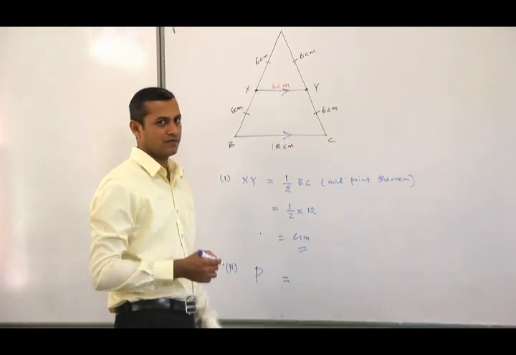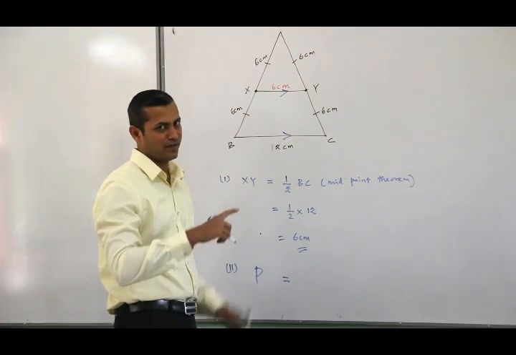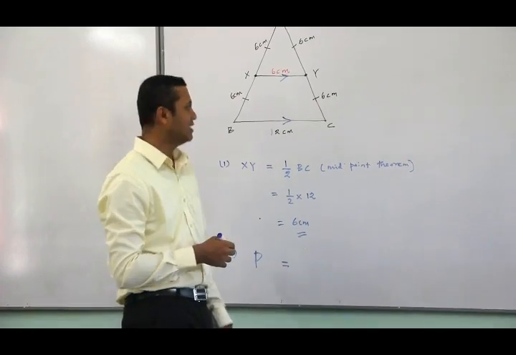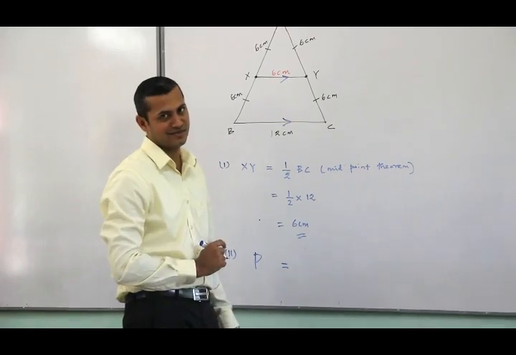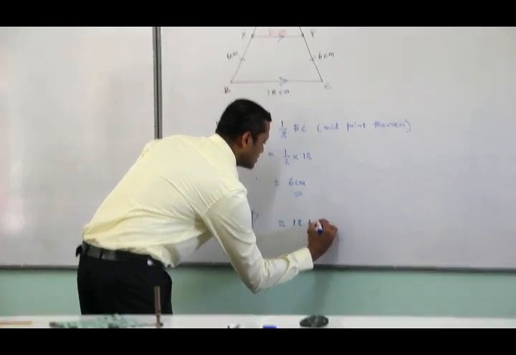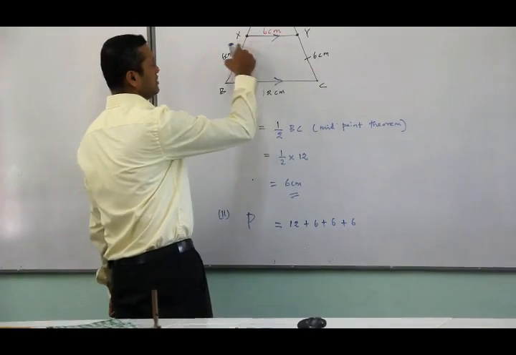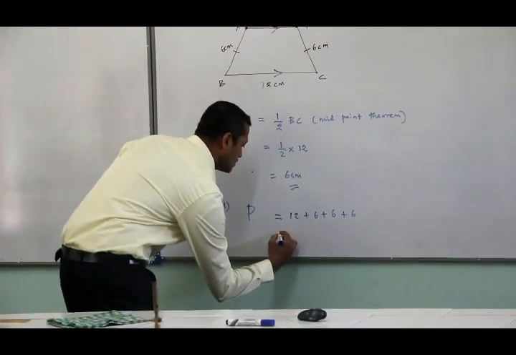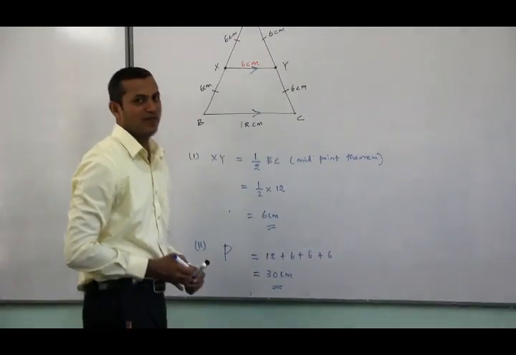Area of a trapezium, what is it? It's not asked here, I'm just asking. It is half into the sum of parallel lines into the perpendicular height between the parallel lines, right? But here you need to calculate only the perimeter of all the four sides. Now we add 12 plus 6 plus 6 plus 6. Then 18 plus 12, 30 centimeters. Hope you understood.